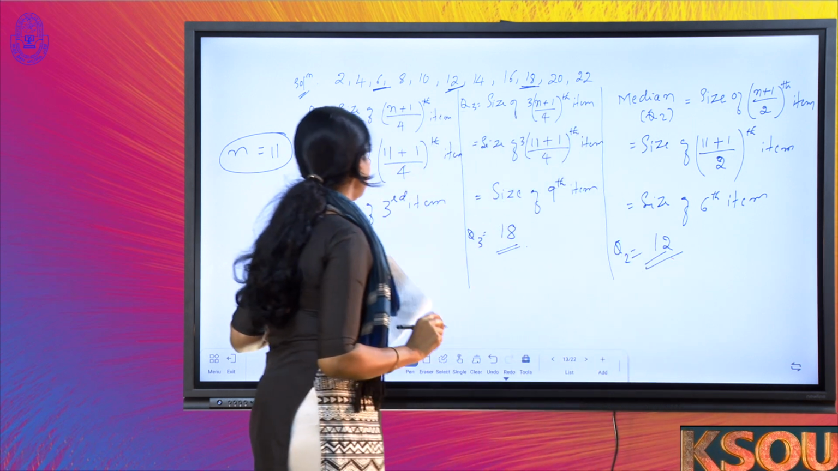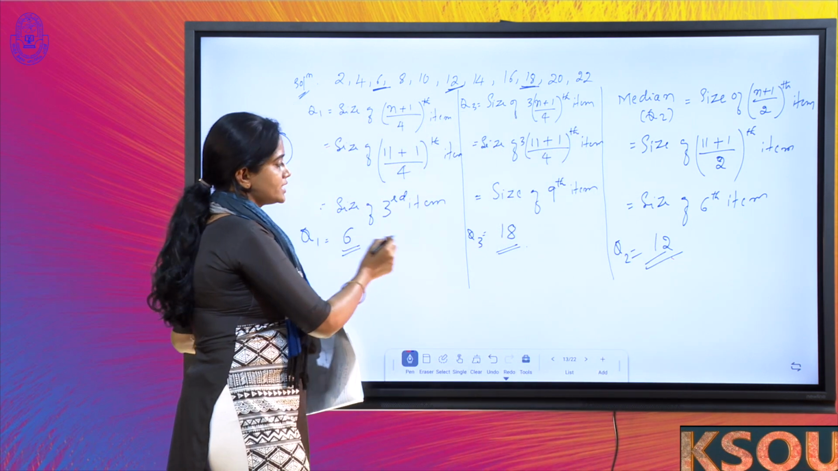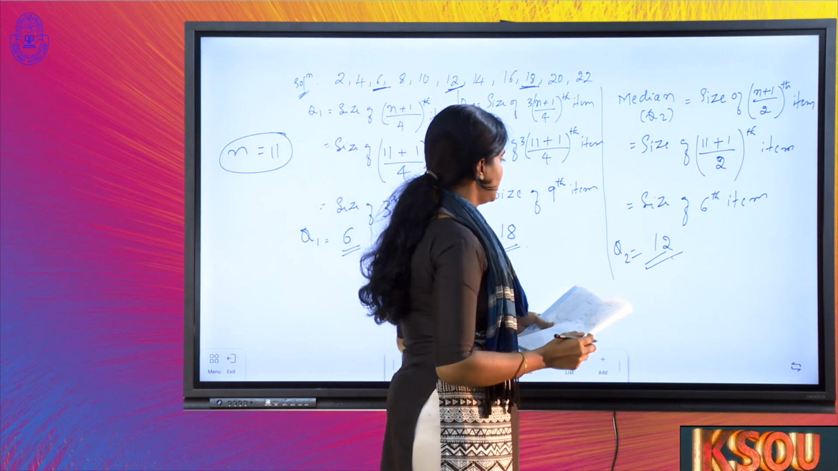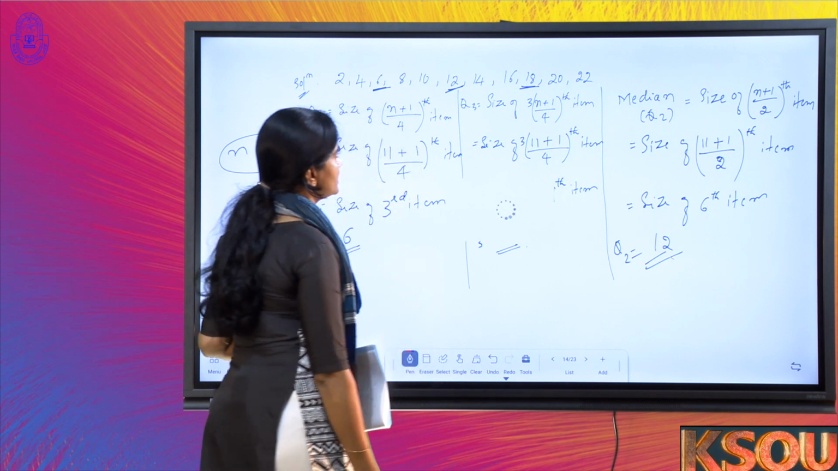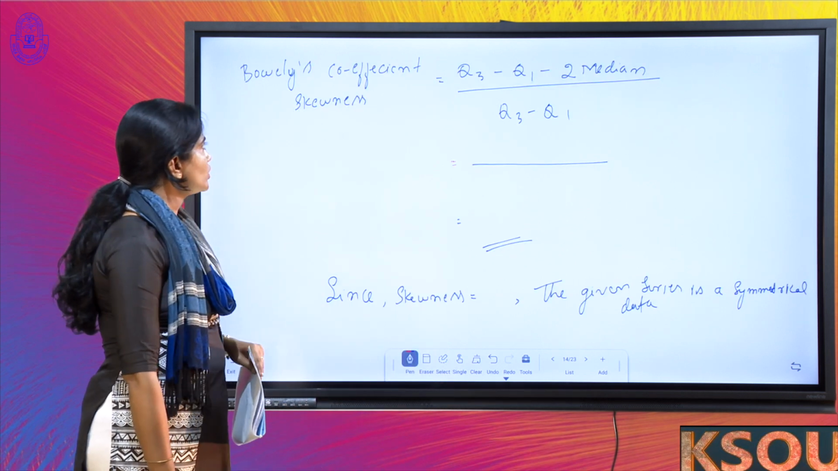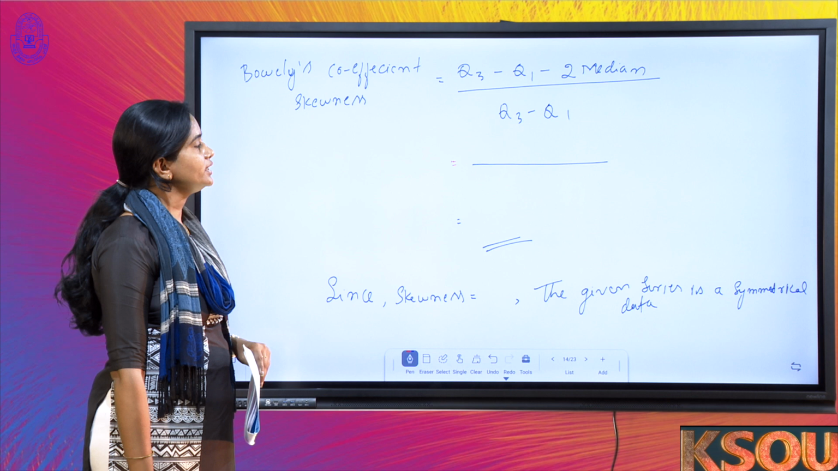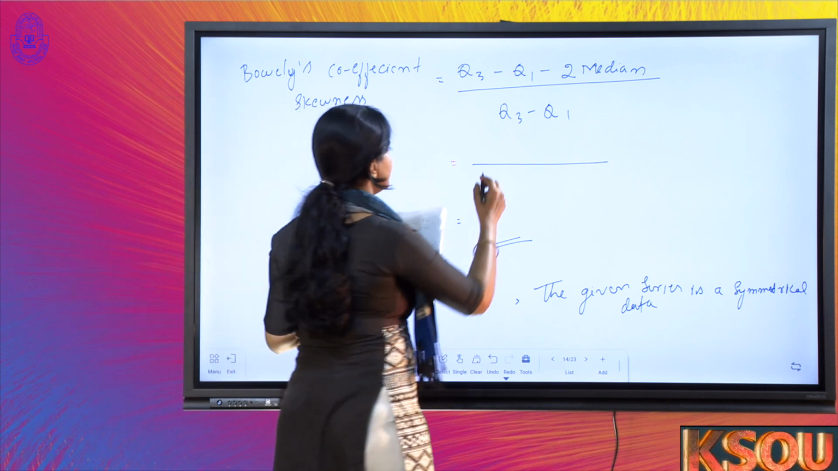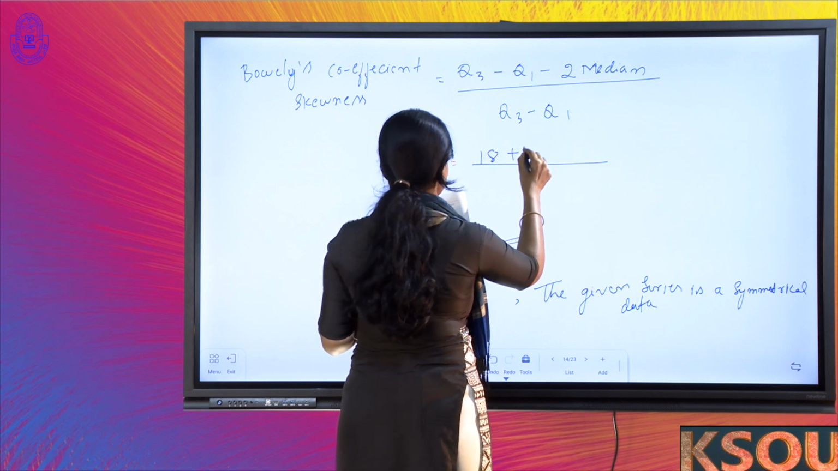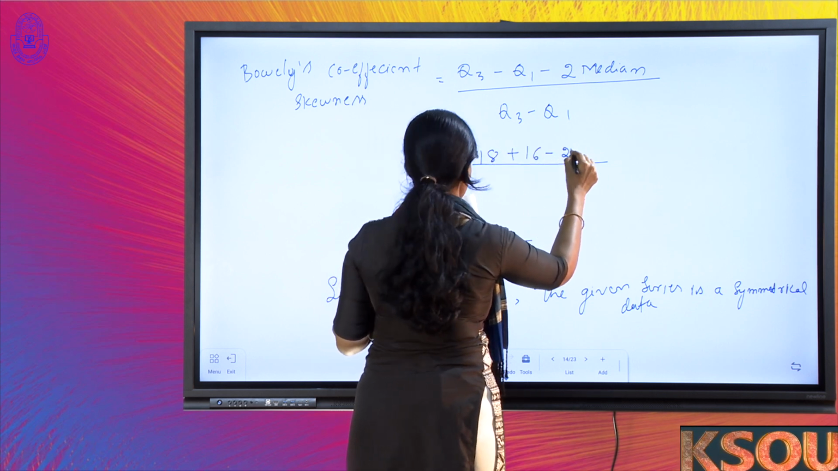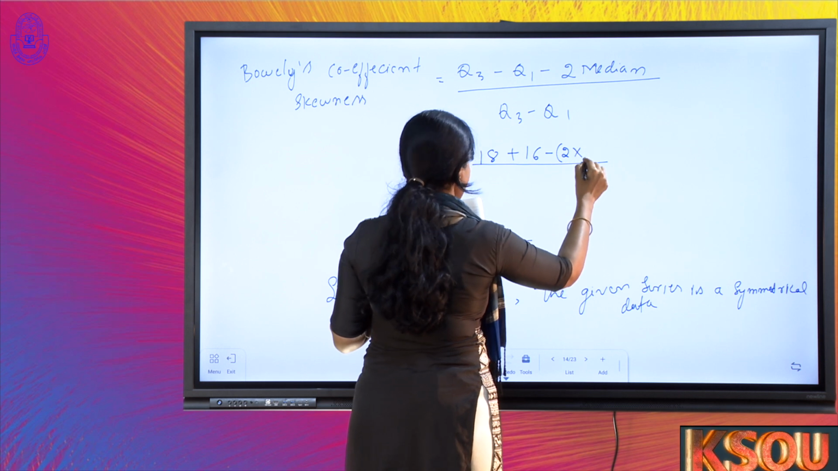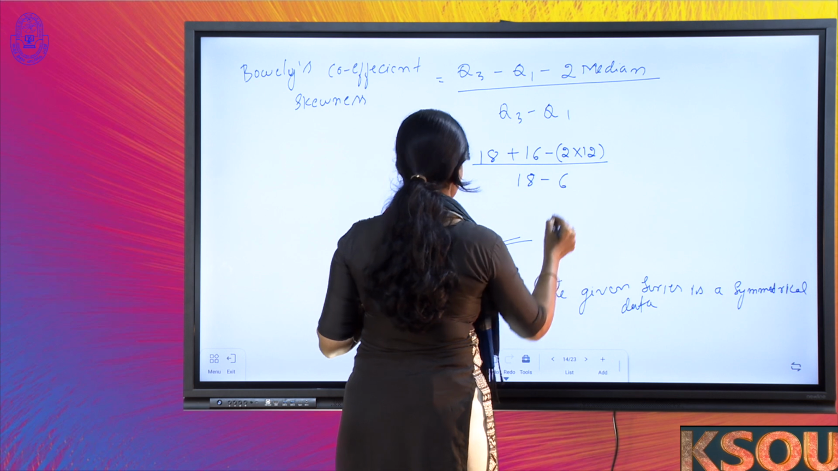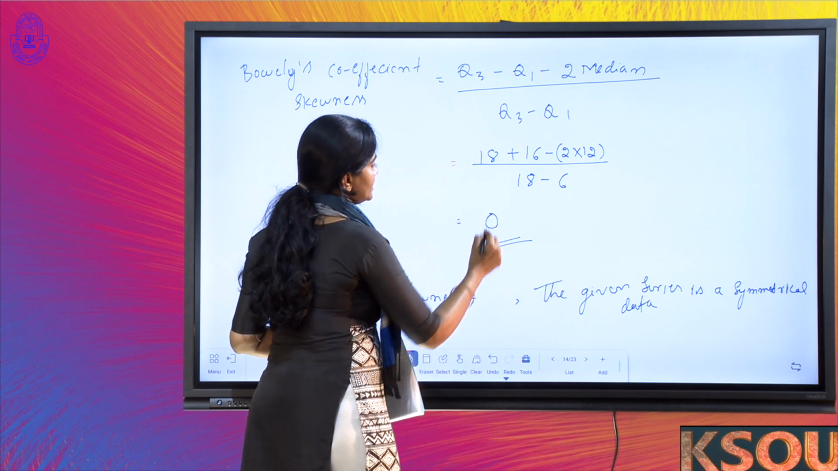So, from this formula we have obtained Q1 is equal to 6, Q3 is equal to 18 and Q2 is equal to 12. So, after calculation of this, we will have to calculate the Bowley's coefficient of skewness by taking Q1, Q3 and Q2 value, that is median value. You can take those values, that is 18 plus 6 minus 2 into median value, that is Q2 is 12, divided by 18 minus 6. So, you will have to get the value is equal to 0.